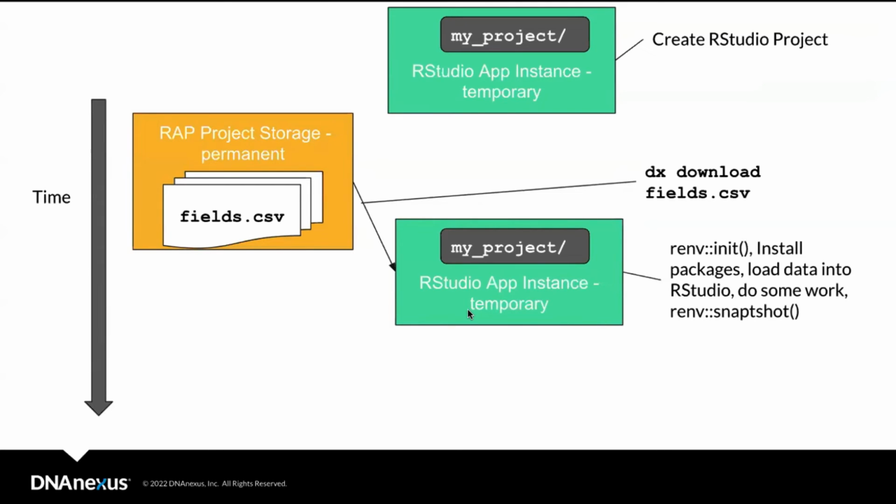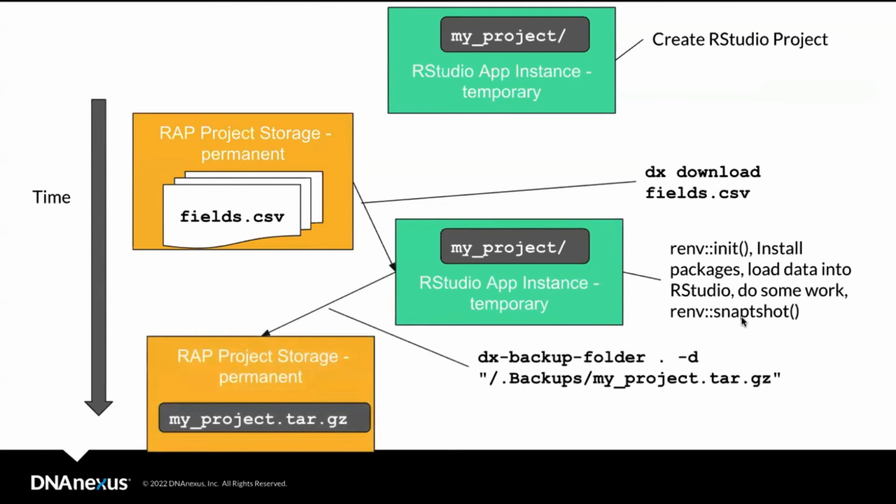Then, like I said, you'll need to install renv, install the packages, load your data in RStudio, do some work, and then snapshot. When you're done, you'll use the command dx backup folder to save this as a tar.gz file, which will then get uploaded back into your RAP project storage.